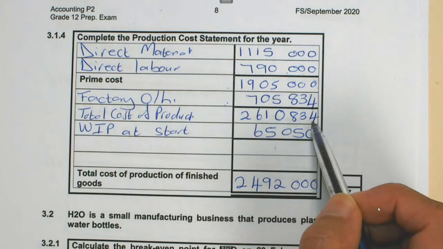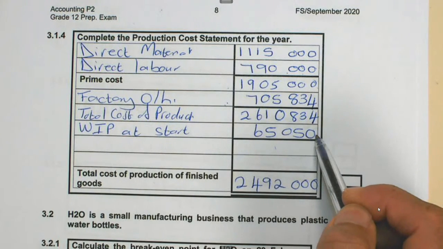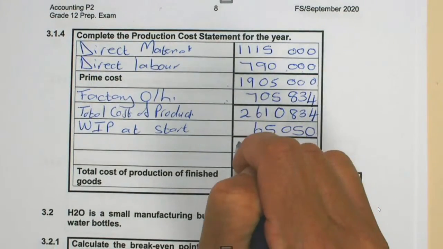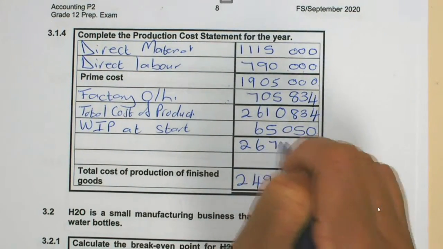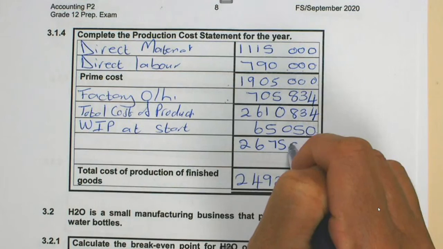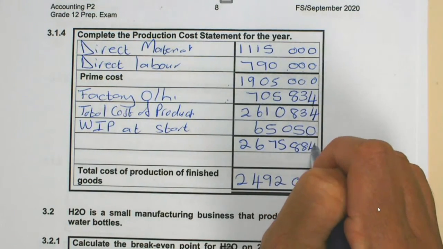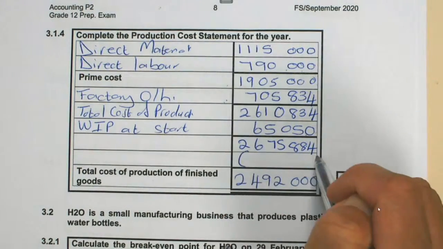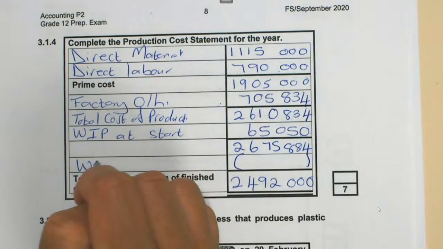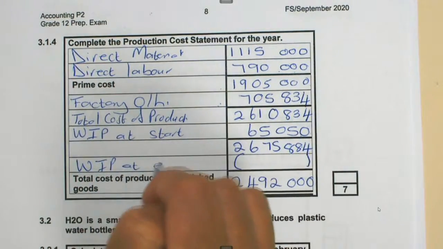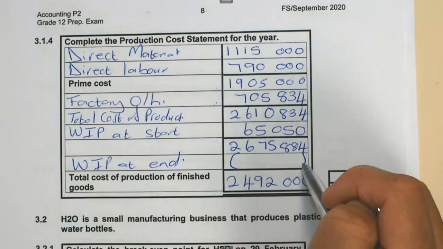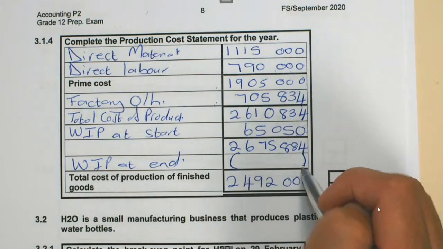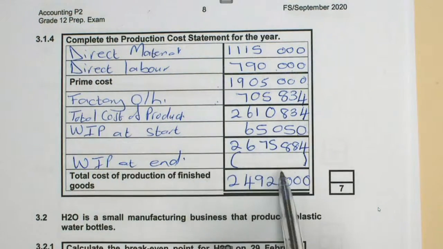Total cost of production plus your work in progress at the start, the 65,000, you add it and it gives me 2,675,884. Now the only missing amount, and that amount must be in brackets, is work in progress at the end, right? Remember, this one was not given to us. There was a question mark on the question paper, right? Work in progress at the end.